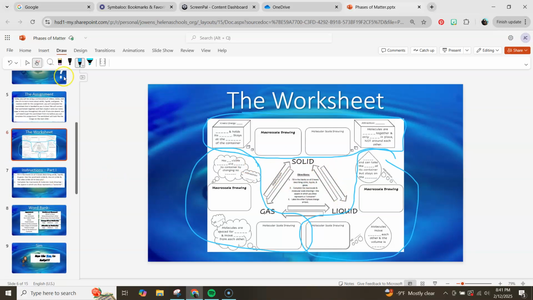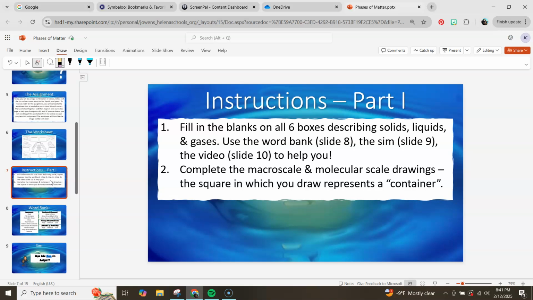I'm going to come back to this in a second, but the things I want to show you first are the instructions and then the materials you will be using. Fill in the blanks on all 6 boxes describing solids, liquids, and gases. On the next slide we're going to see a word bank. The sim is going to be on slide 9, which we're going to use a lot to help us figure out some of the properties of these solids, liquids, and gases on the molecular scale. And then there's also a video on slide 10 that will help you. So I want you to use a combination of all of these things to help you answer these questions.